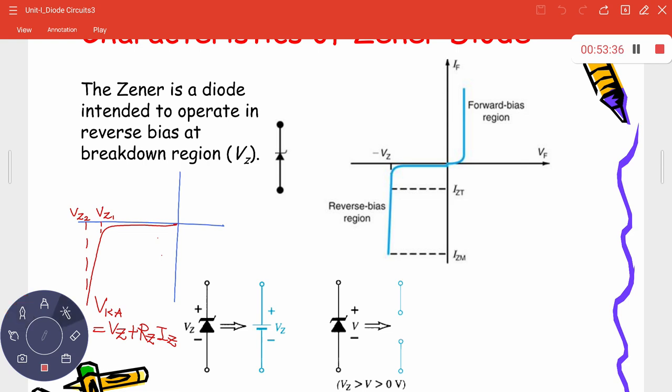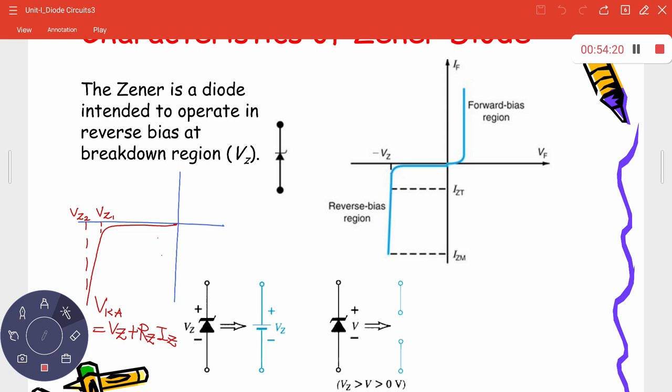Now that variation in the voltage is applied from some external world. But across the two terminals of the diode, what am I getting? I am getting only VKA, that means Vz plus Rz Iz. And remember that Vz is constant, like a battery, and Rz is very small. So even if there is very large fluctuation of Iz, this Rz Iz product is very small. Suppose the input is 5 volt, and this variation is only 0.1 volt or 0.2 volt. So that variation is very small.